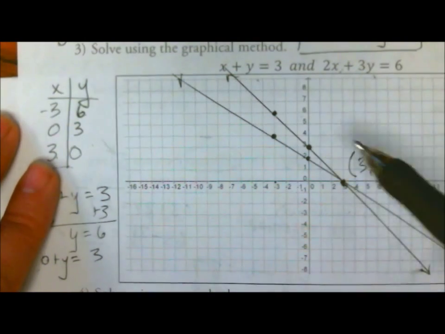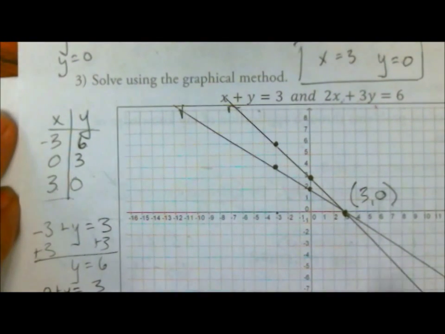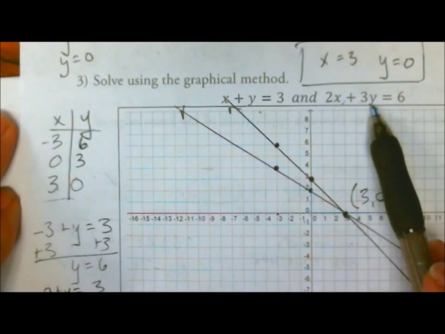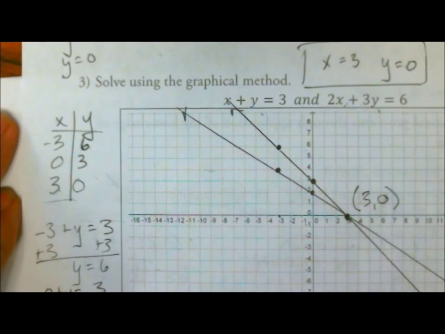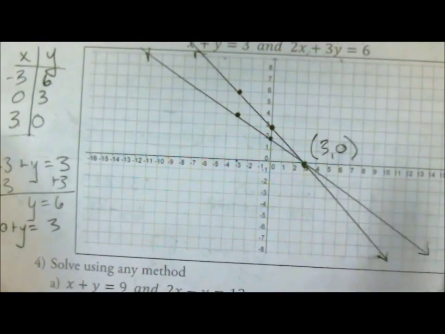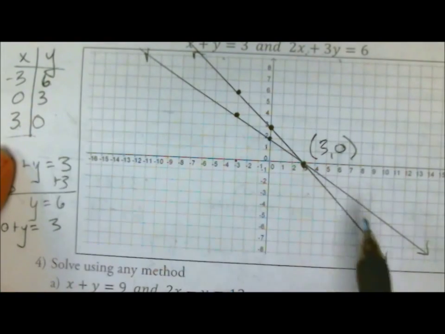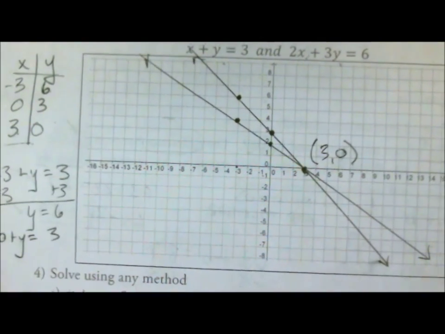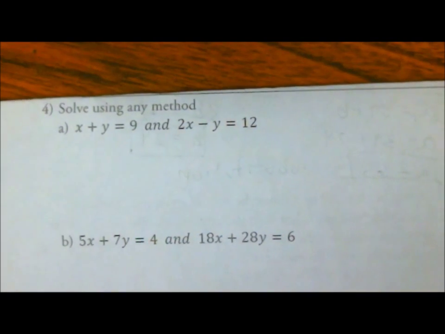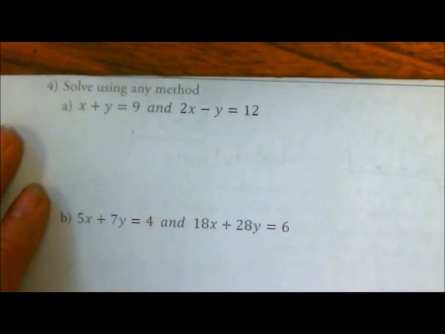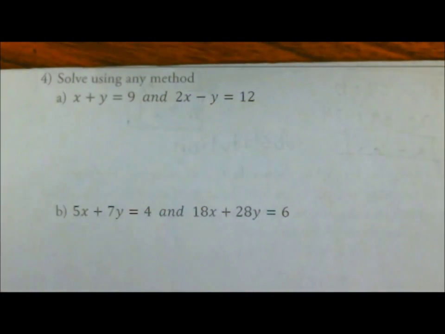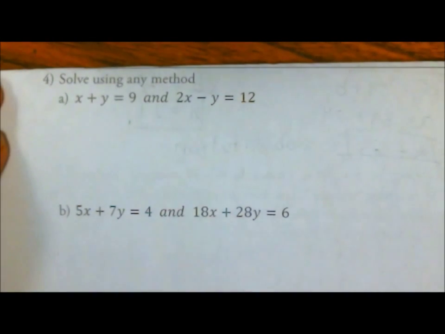So we just finished solving a system of simultaneous linear equations using the graphical method, where we graphed each line and then found out where they crossed. The next question on this quiz is that we should solve this system using any method. All right.